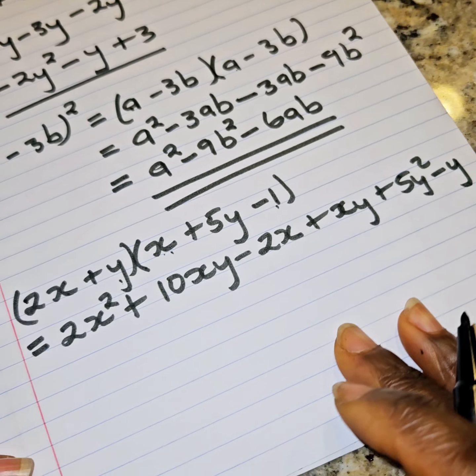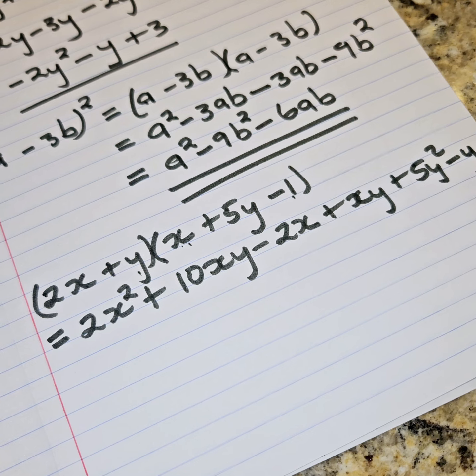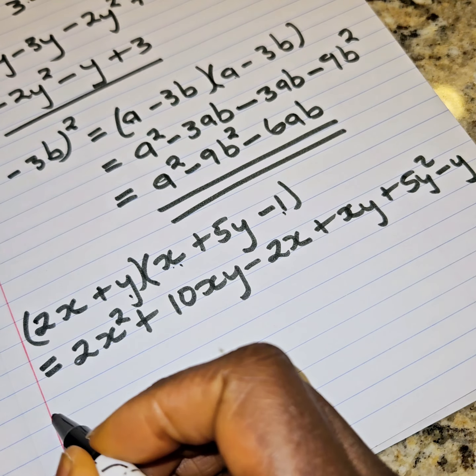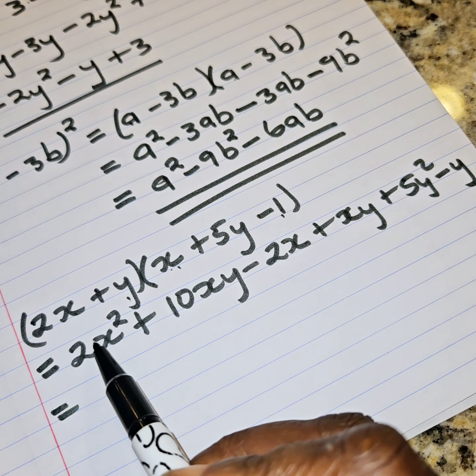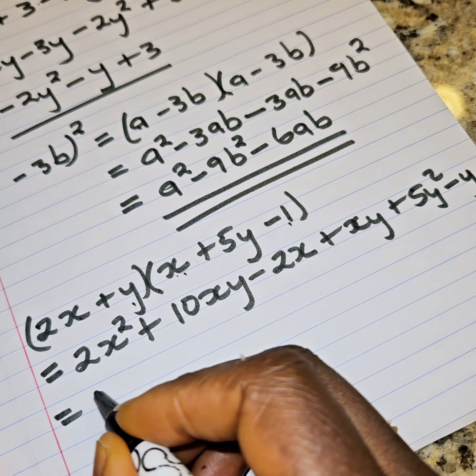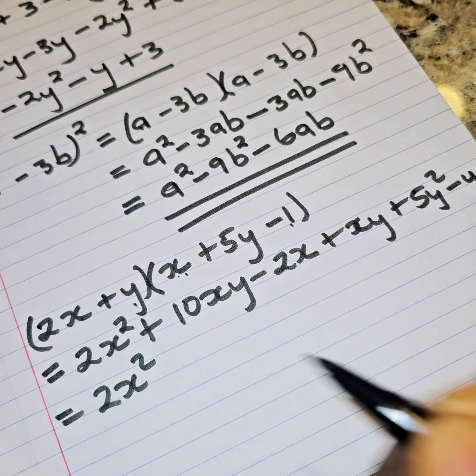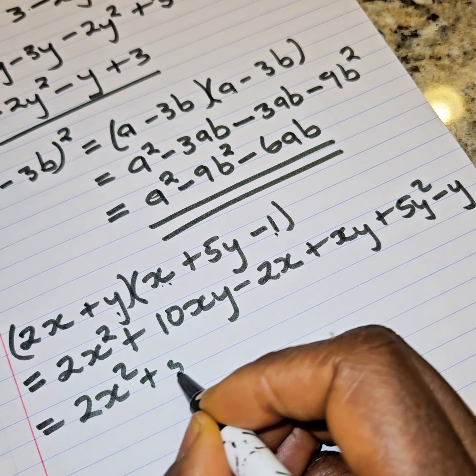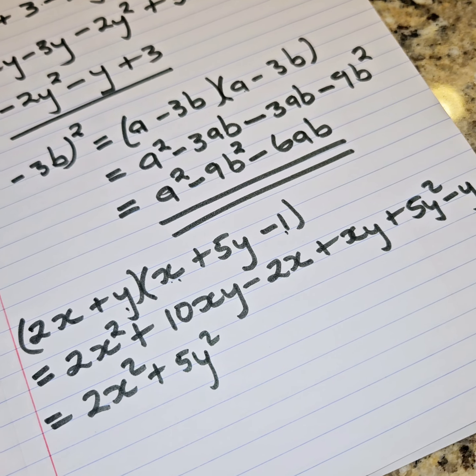Sometimes I go out of the camera range. So now I need to bring it all together, the like terms. I only have one term in x squared and one term in y squared. I will write those first: 2x squared plus 5y squared.